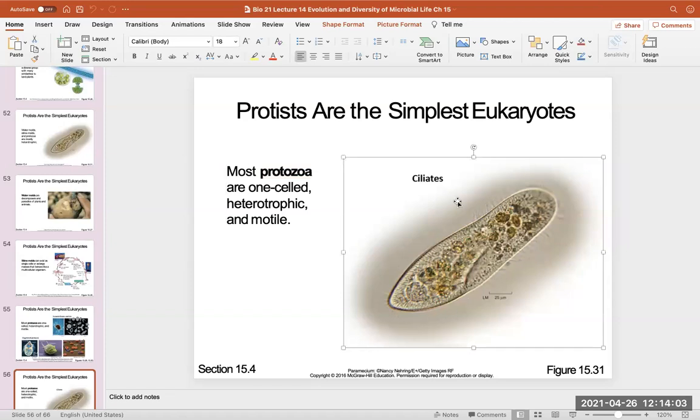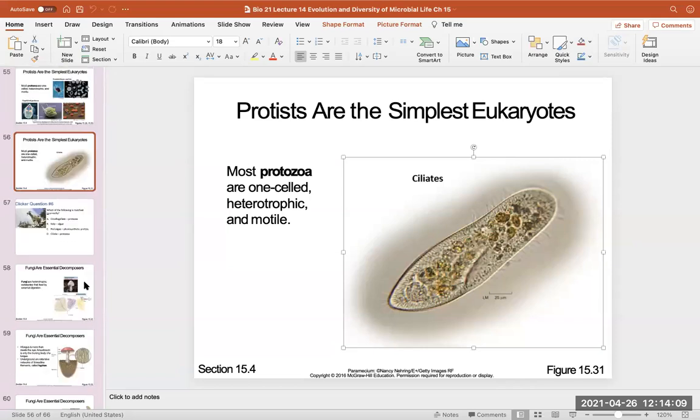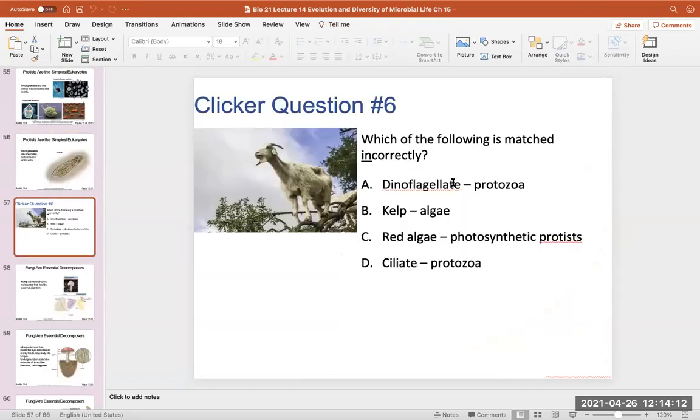And this is called paramecium. So I gave you the name paramecium. That's another one I want you to know. So you can expect similar questions like this. So make sure you know the characteristics for each.